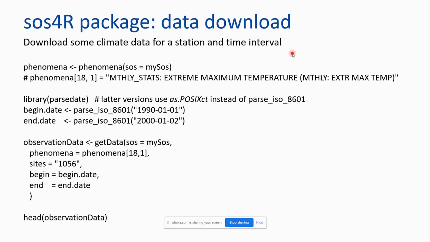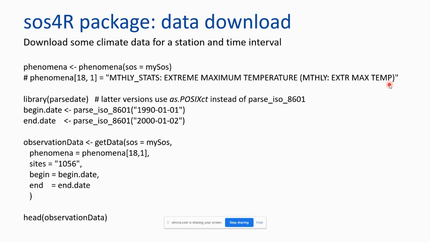Now, there's a bit more going on here because you have to tell it a few more things. I've repeated the phenomena bit here, which tells me what climate data is available. And this bit here is just pulling out one of them. They've got quite long names in this case here. So this phenomena 18.1 is actually pulling out this here, as opposed to me having to type it in further down where I'm trying to pull out the data.